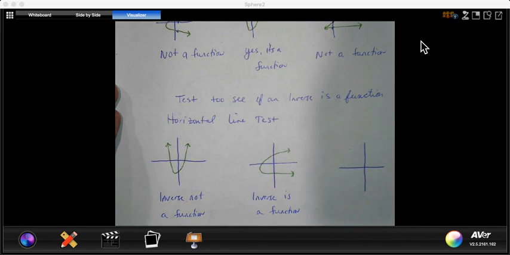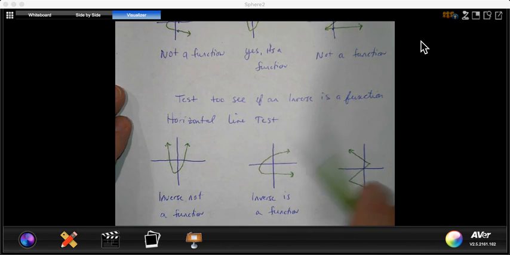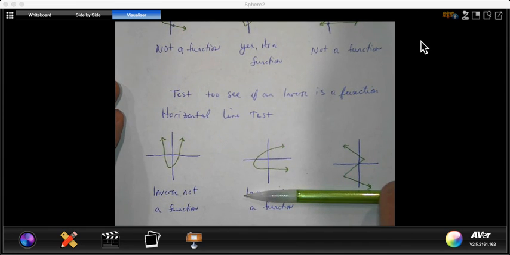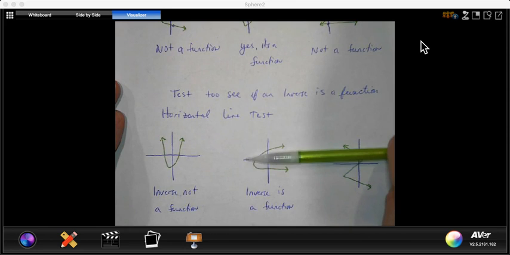Okay. So this one would fail the vertical line test, but we're not asking about the vertical line test, we're doing the horizontal line test. So is the inverse of this a function? And we would say yes, it is. So the inverse is a function.